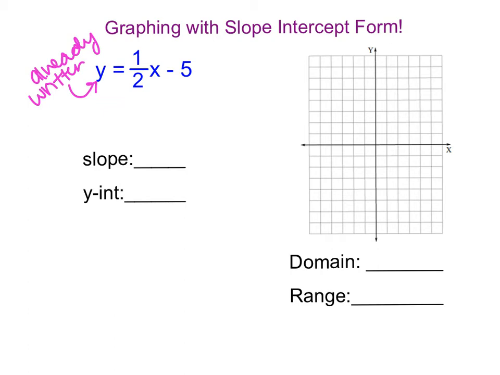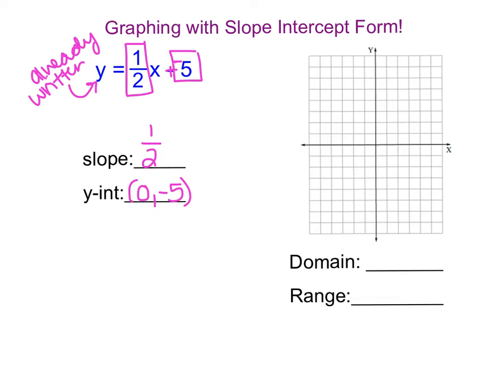So remember, our slope is the coefficient of x, which in this case I can see is 1 over 2. And then my y-intercept point, I'm going to use keep, change here, is my constant value, so -5. So my y-intercept is occurring when x is 0 and my y value is -5.